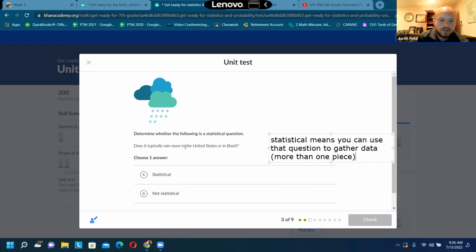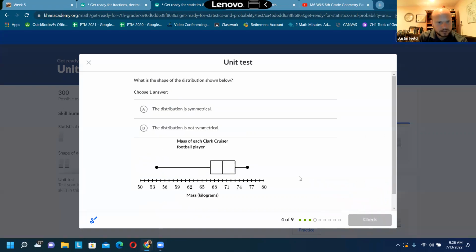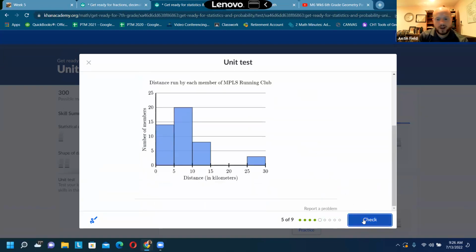Does it typically rain more in the United States or in Brazil? This is statistical because it says typically, and we can look at the rain patterns over time in both countries and make a conclusion. Okay. So you can do this one. It's not symmetrical. It's got a big tail on the left side. Okay, so you could do that one.